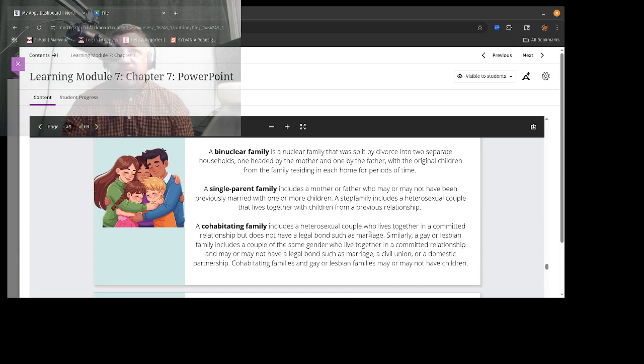Single parent families, we know about those, right? Cohabitating families. Now we have many more of those where the mom and dad might just be living together, no marital bonds at all. Also, we have gay and lesbian families included in this, possibly. Now, they may be married, have a civil union, whatever it might be.